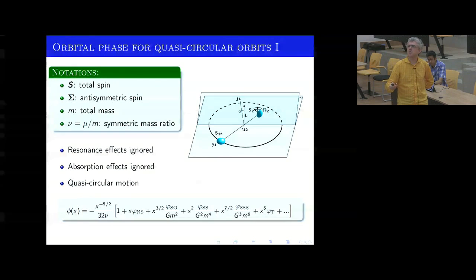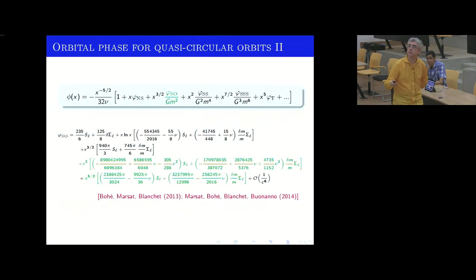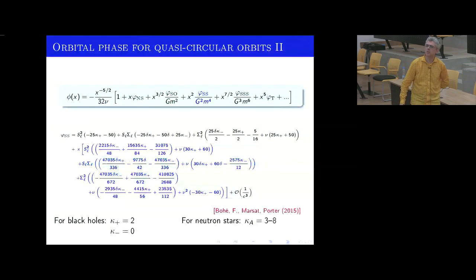M will be the total mass, mu the symmetric mass ratio, and S and sigma are made of the two spins, so they are symmetric and antisymmetric variables. So the phase has this structure here. So maybe I will skip this a bit, just to show you the spin orbit contribution. In color, those are the recently added terms in the phase. The most recent, for the spin orbit, is at 3.5 PN, and even 4 PN if you take into account the tail effects. This is 3 PN for the spin square effects.